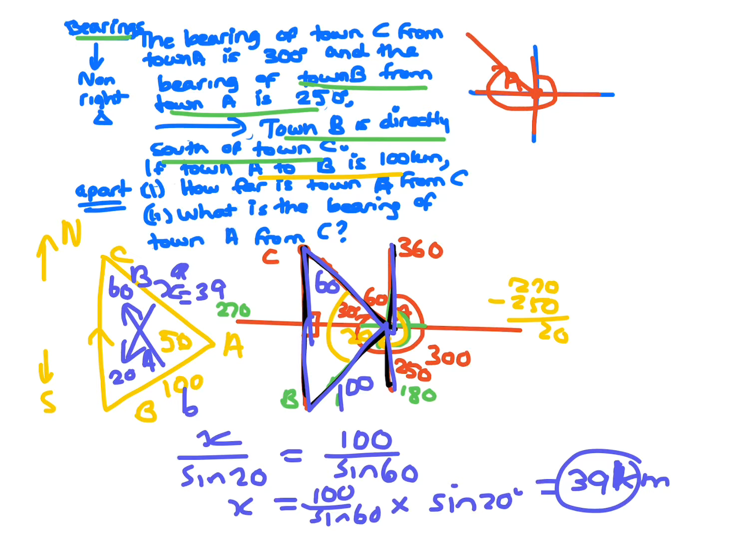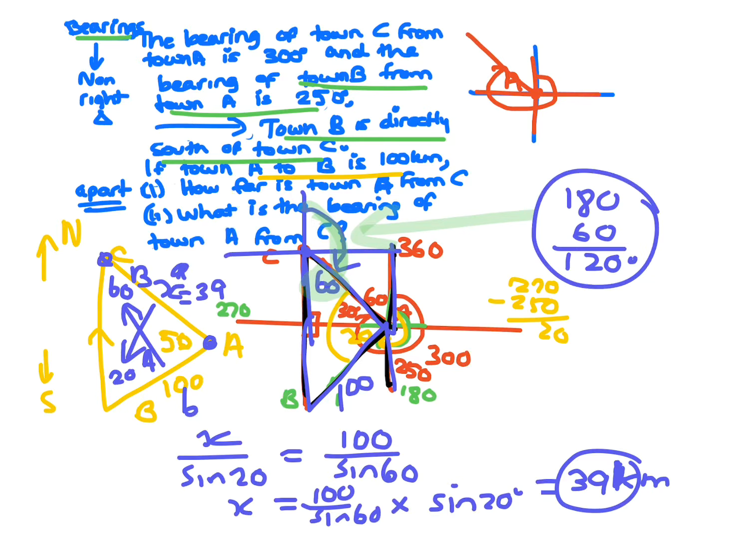Now the next part is what is the bearing of A from C? Because this is directly north-south, it's actually not too bad. That's 60 inside there, I'm just looking at this green part here. So that would be 180 minus 60, which is a bearing of 120 degrees. You could also say south 60 degrees east if you wanted to use compass bearings.